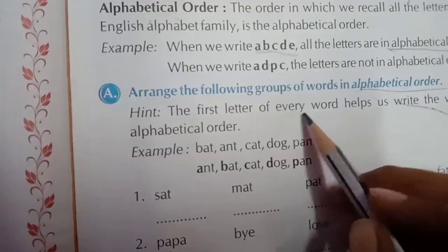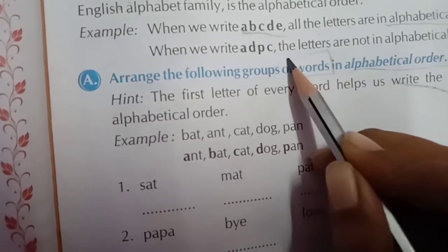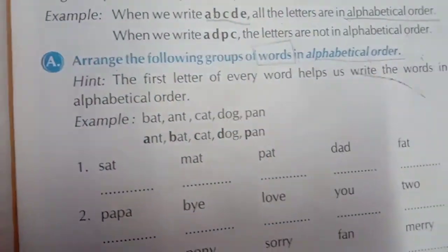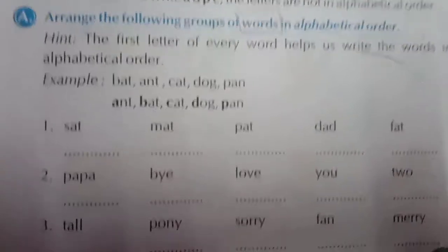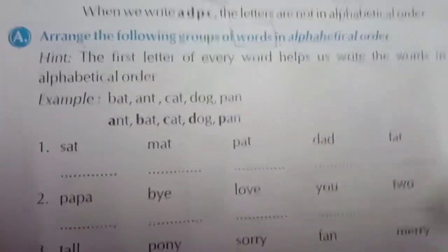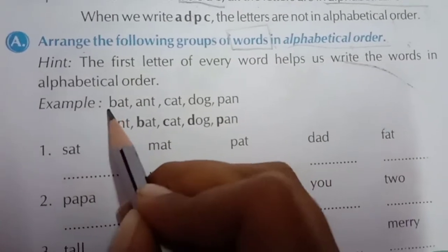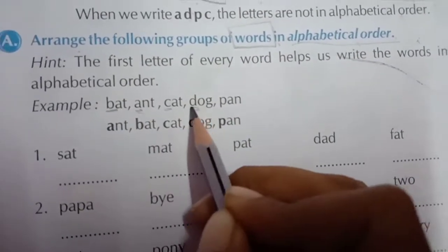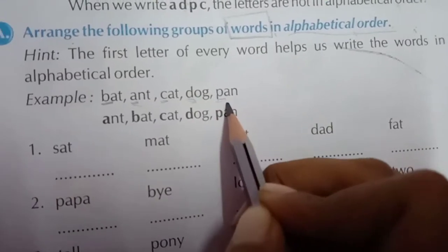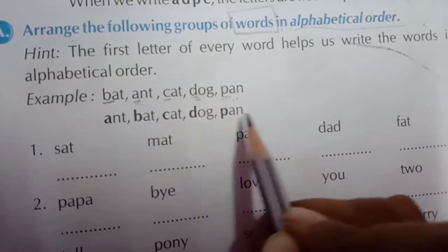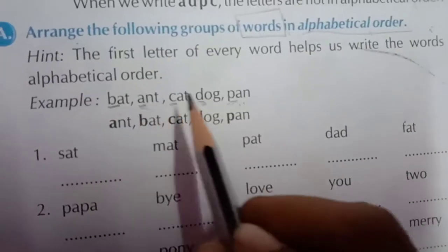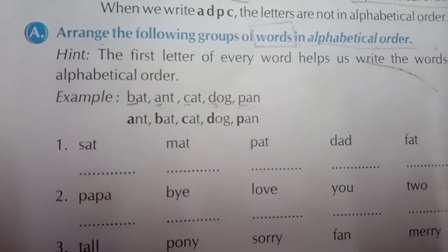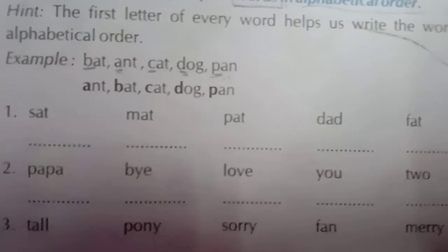Here they have asked us to arrange words in alphabetical order. They have given us a hint. The first letter of every word helps us write the words in alphabetical order. So what we have to do? First we have to see what is the first letter of the word given to us. Then we have to arrange them in a particular order. See the first letter of bat B, ant A, cat C, dog D, pan P, right?